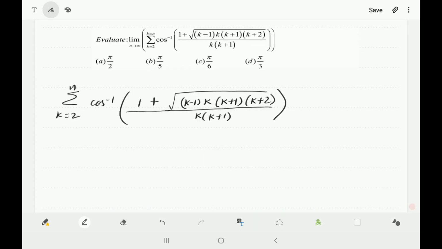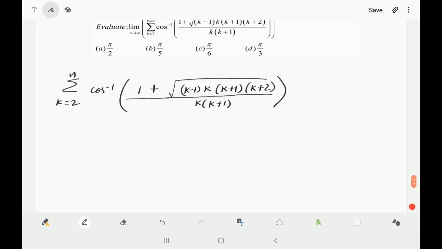In this problem, a summation of cos inverse of this term is given, and then you have to finally take the limit n tending to infinity. So what we will do is we will try to break this cos inverse term into cos inverse A minus cos inverse B, which will become a Vn method type of series, and then we will have the first term and last term balanced out, and then in the end we will take the limit. So let's try to break that.